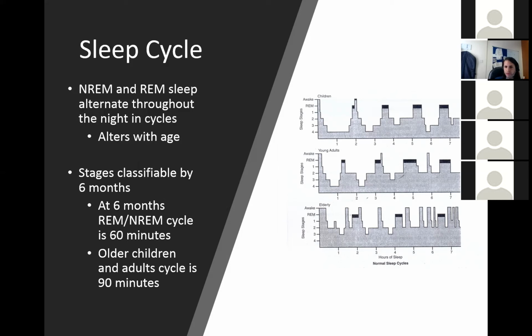By the time you're 6 months, you can actually classify sleep into REM and non-REM. At 6 months, the cycles are about 60 minutes, and as you get older, it's more like 90 minutes.